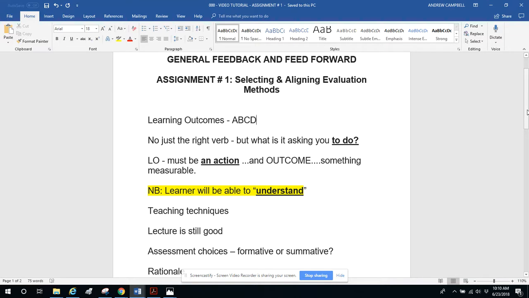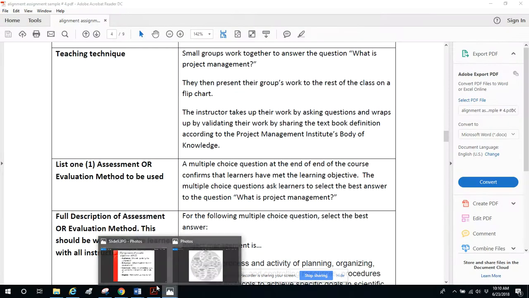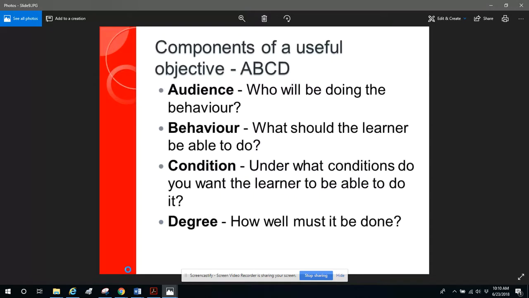assessment and evaluation methods. So the first one I want to look at is the learning objective. Writing the learning objective in the ABCD method is not mandatory, but it is a good practice to think about the components of a good learning outcome, and to make sure that you are covering the audience and ensuring that you understand the behavior. What is it that the learner should really be able to do, and under what condition, and to what degree? For me, it's very important.